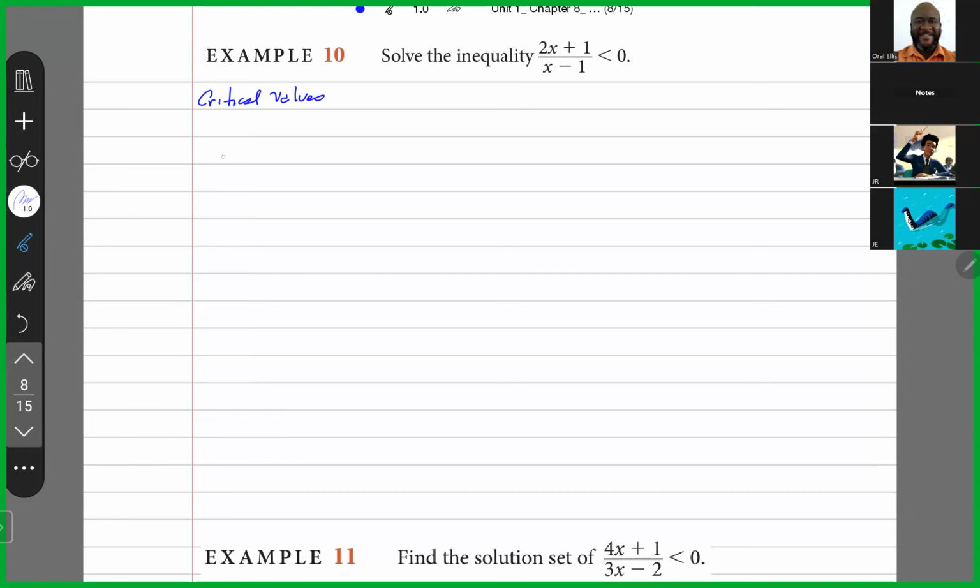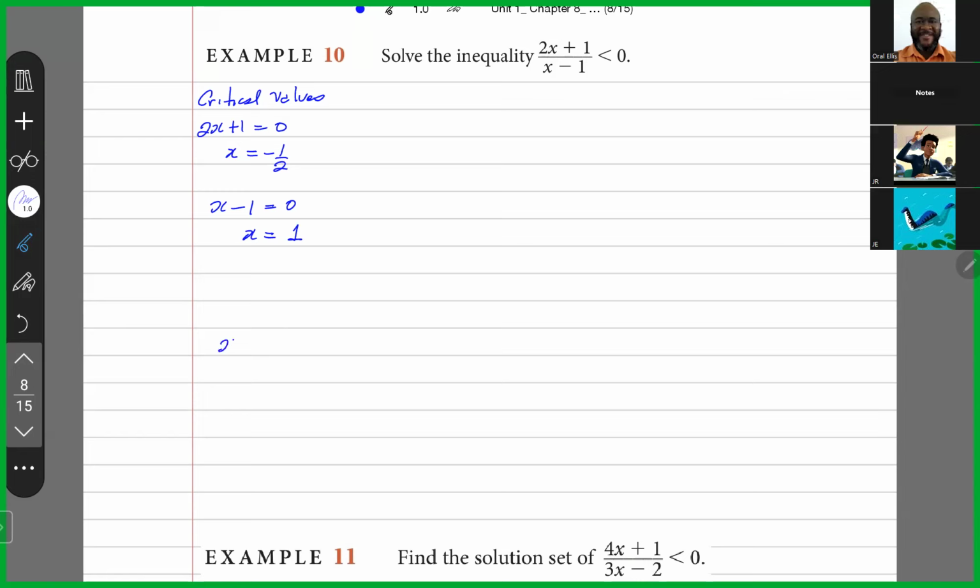I'm going to put the numerator equal to 0, so x would be equal to minus a half. I'm going to put the denominator equal to 0, and so x would be equal to 1. So my critical values are x = -1/2 and x = 1. Let's set up our sign table.